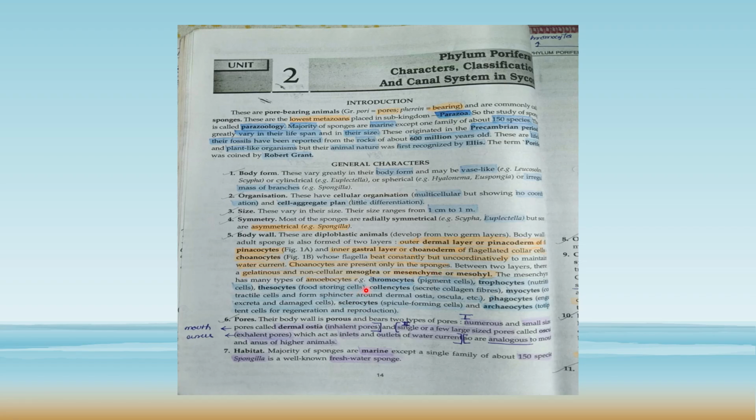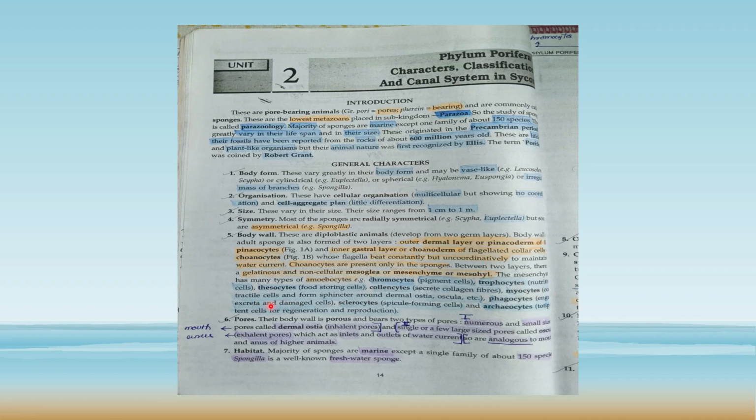There are different types of amoebocytes depending upon the kind of function they exhibit. First is chromocytes. Chromo means color, so they are pigment cells. Now, trophocytes. Tropho means trophic, that means they contribute to the nutrition. Now, thesocytes. Theso means food storing cells. Collencytes, these secrete collagen fiber. Myocytes. Myo means muscles, so they are contractile cells.